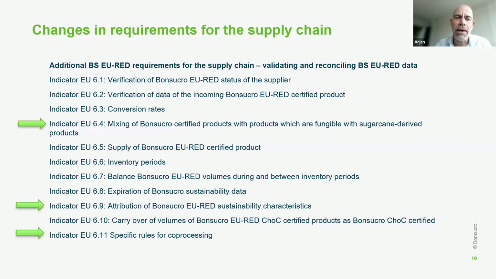This is the second set of additional Bonsucro EU-RED requirements for the supply chain, which is about validating and reconciling Bonsucro EU-RED data. Also, this set of indicators was already in the previous version of the standard, except for indicator 6.11. And what you can see is that indicator 6.4, 6.9, and 6.11 have changed in the new version of the standard.